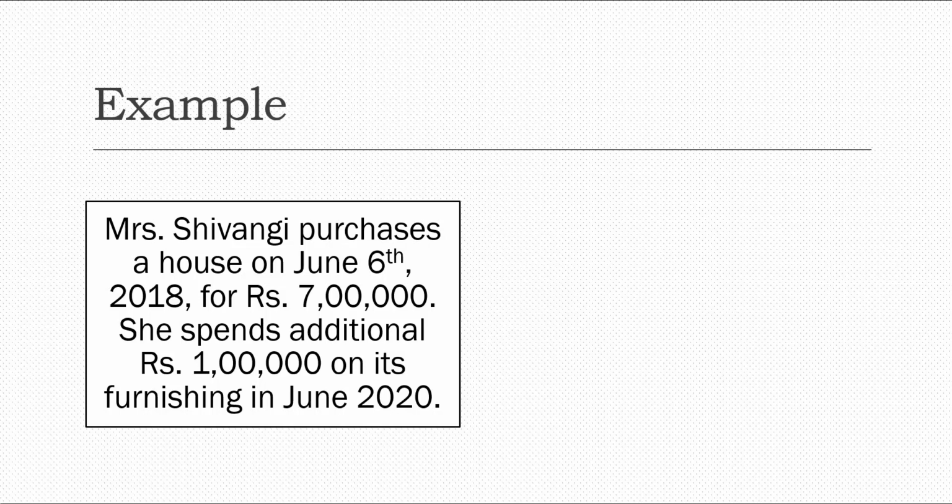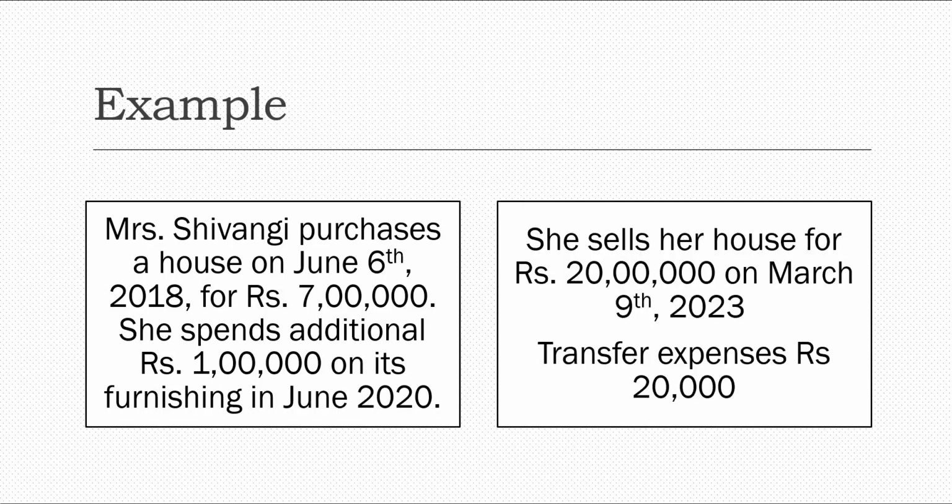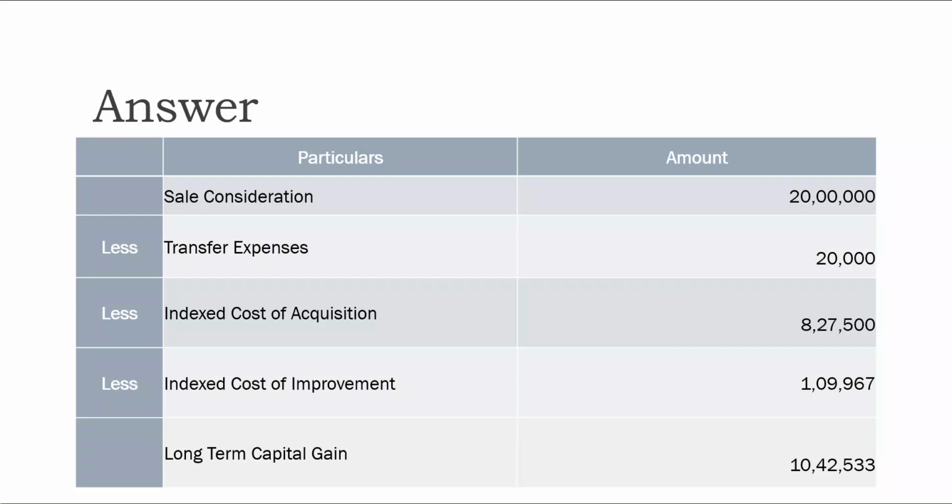So, another example. Shivangi purchases a house on 6 June 18 for rupees 7 lakhs. She spends an additional rupees 1 lakh on its furnishing in June 2020. Sells the house for 20 lakhs on March 9, 23. Transfer expenses are rupees 20,000.